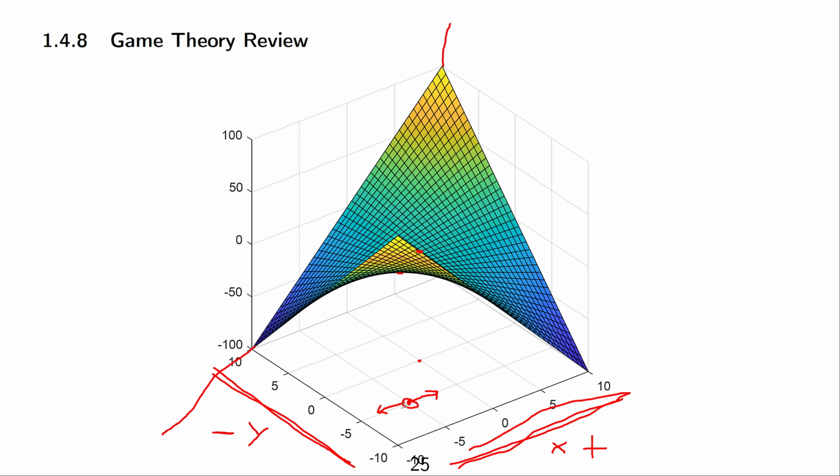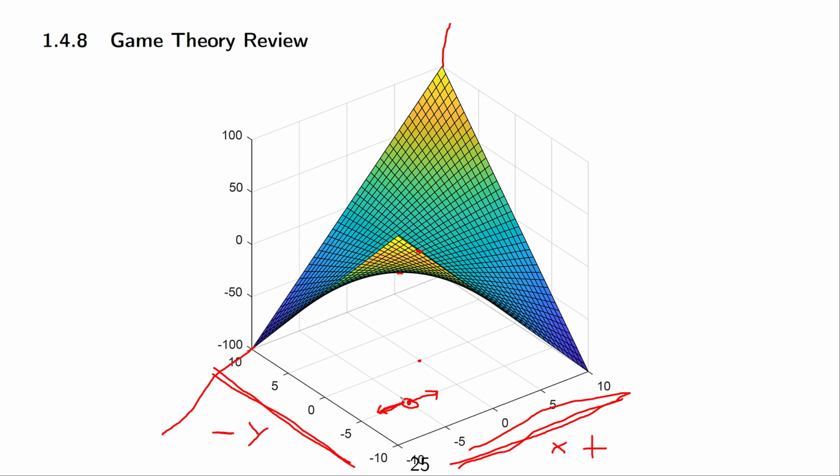So the x player would like to move out further in this direction, because let's say it moves it to -6, then -6 times -5 would be 30, so then the score will be even larger than before, since 30 is bigger than 25.